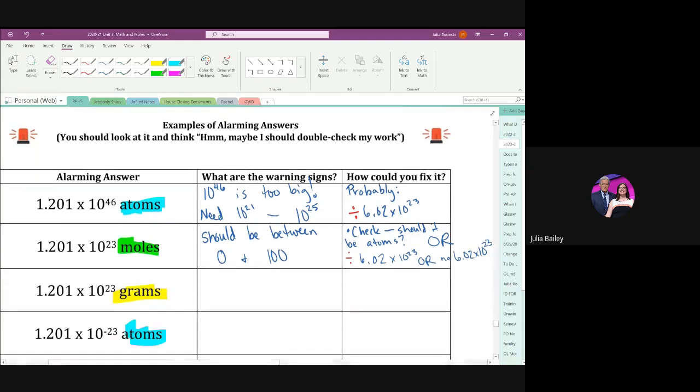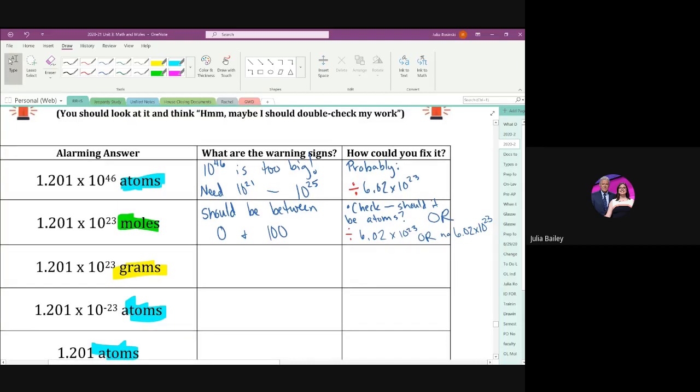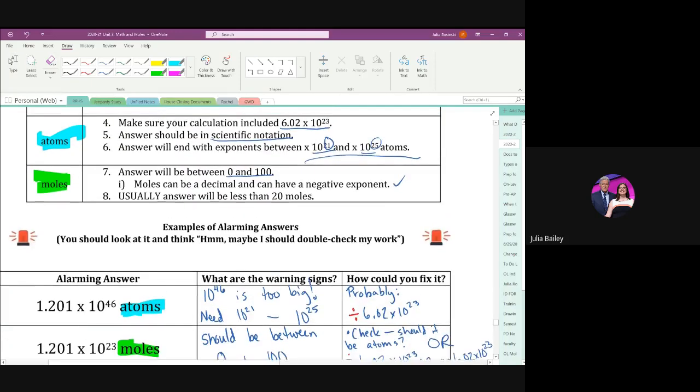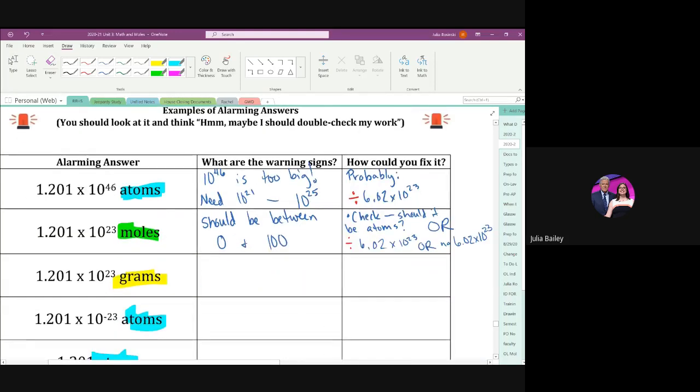1.201 times 10 to the 23rd grams. Again, what's your warning sign? Grams should not be 10 to the 23rd. Grams should be between 0 and 600-ish. I'm going to abbreviate the word between. I hope that's okay. And 10 to the 23rd is way, way, way, way, way bigger than 600.